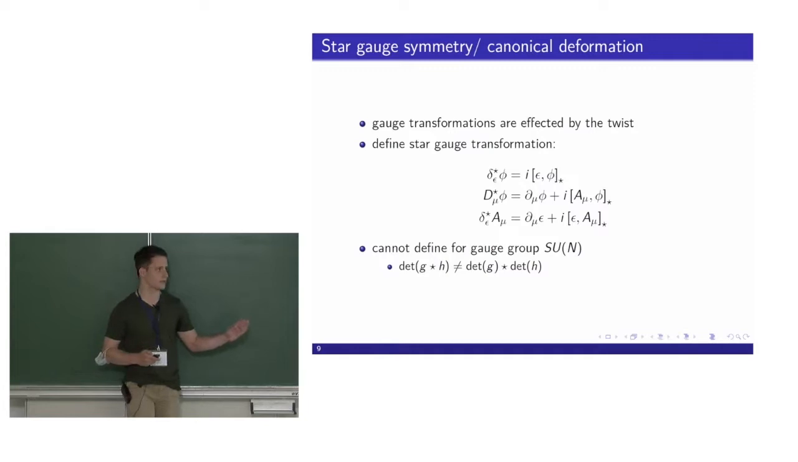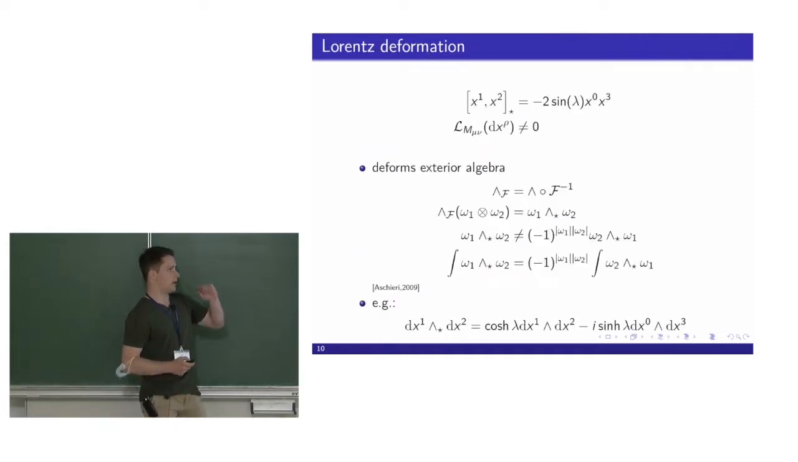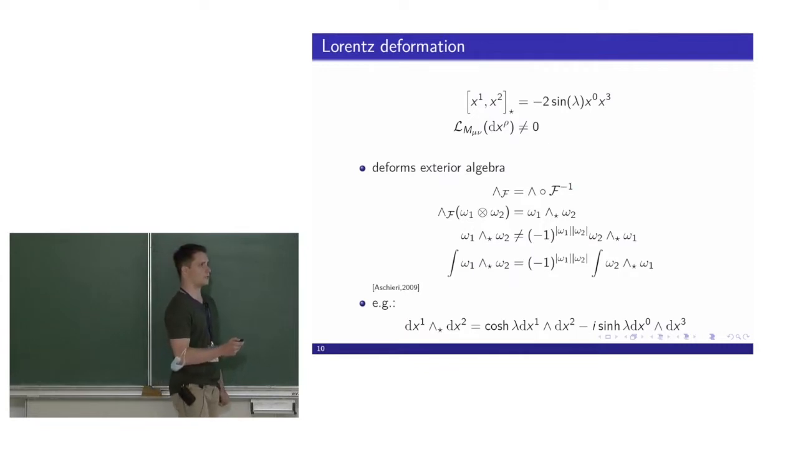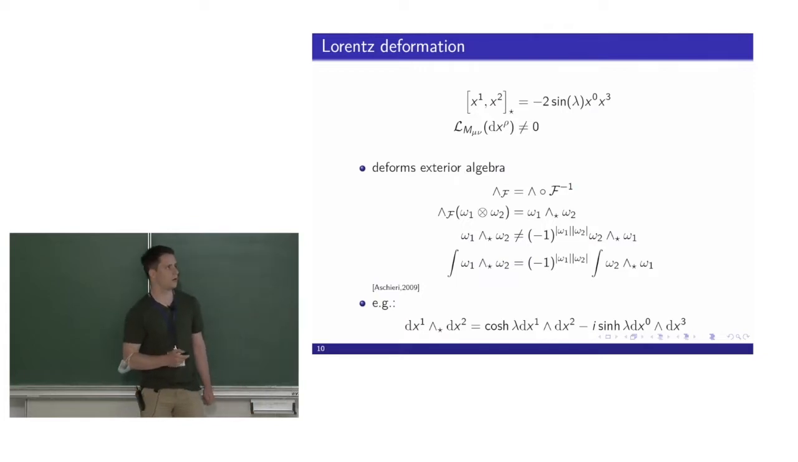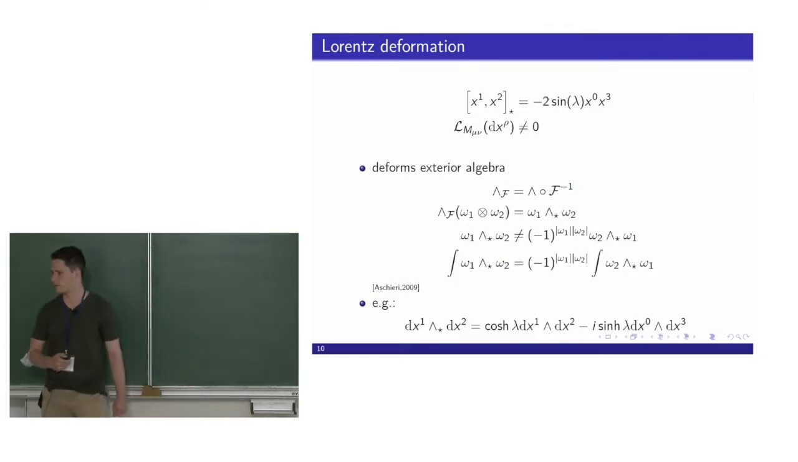Now let's go to the Lorentz deformation. As I told you already, this has a non-constant commutator between coordinates, but also... Sorry, wasn't that a sinh before? Yeah, maybe that's a typo then. So, okay, never mind.